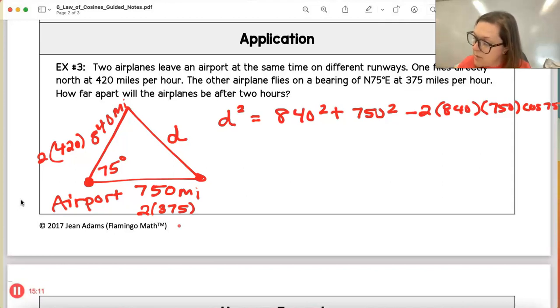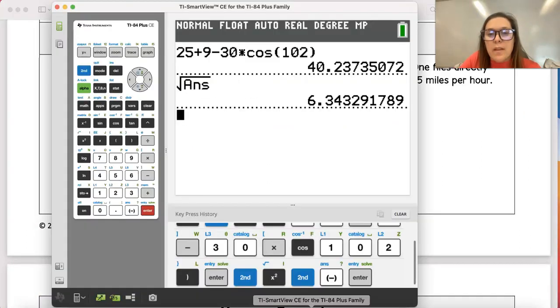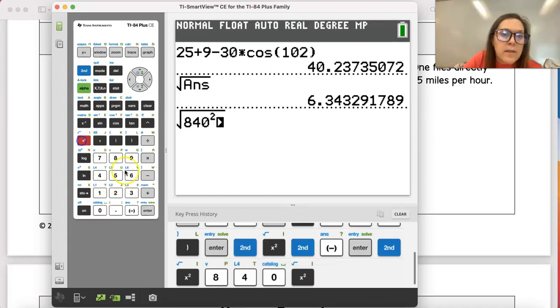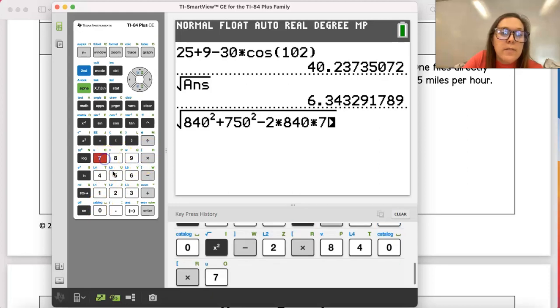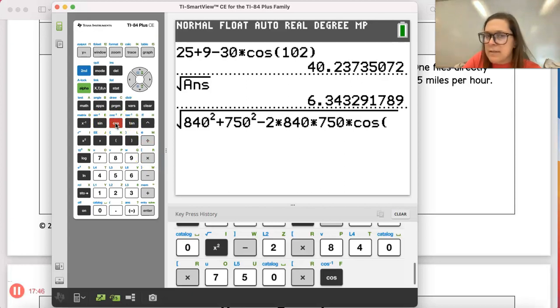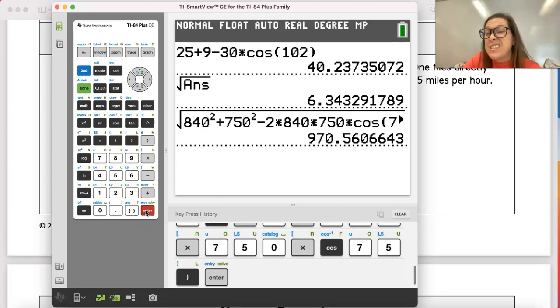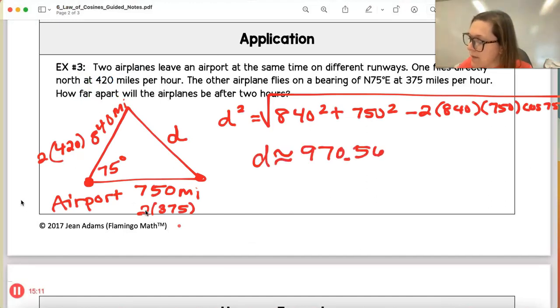And if you wanted to try to put it in one big shot on your calculator, let's go ahead and see if we can do that. I'm going to do a big square root: square root of 840 squared plus 750 squared minus 2 times 840 times 750 times the cosine. Did I write sine or cosine of 75? Can't remember. So we get about 970.56. Yep, I have cosine. So D is approximately 970.56 miles apart.